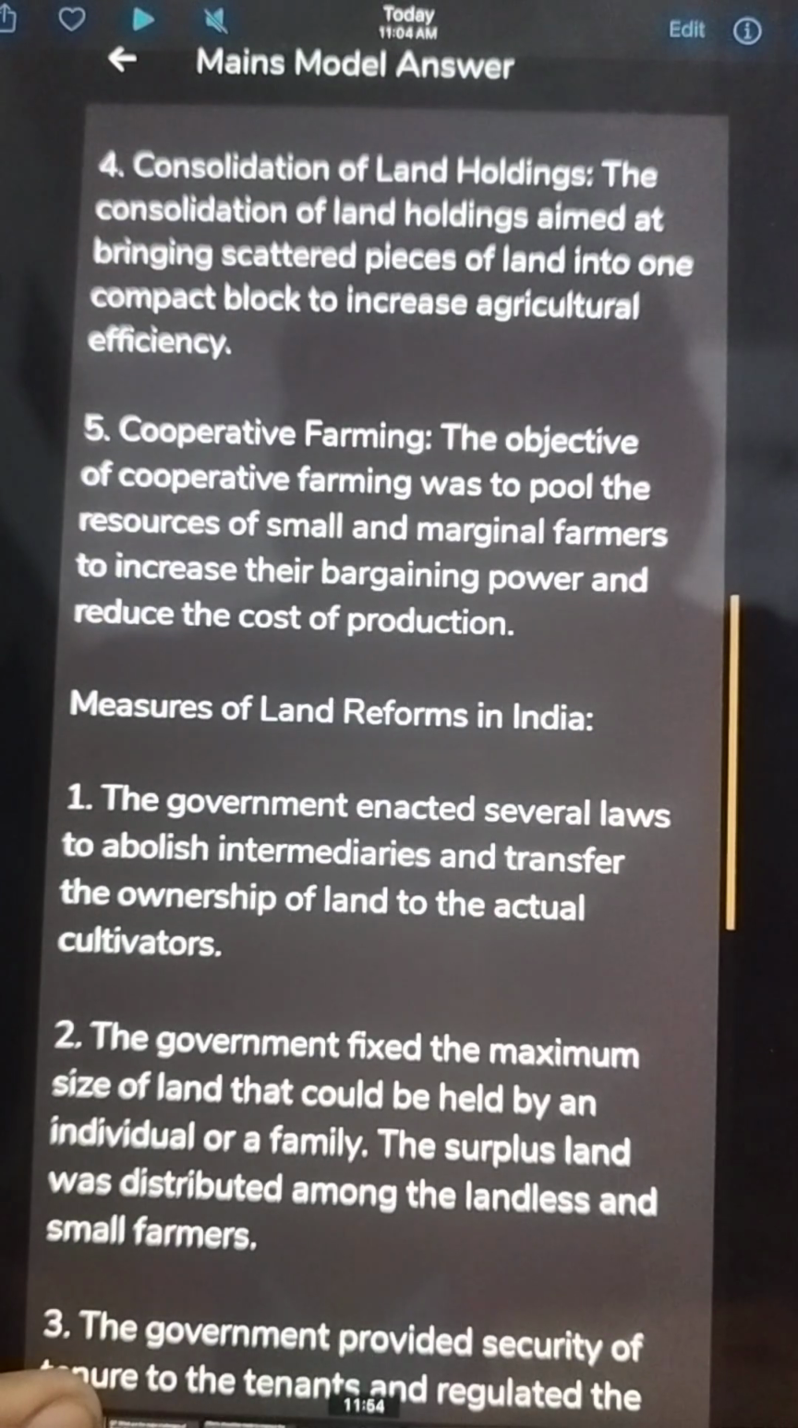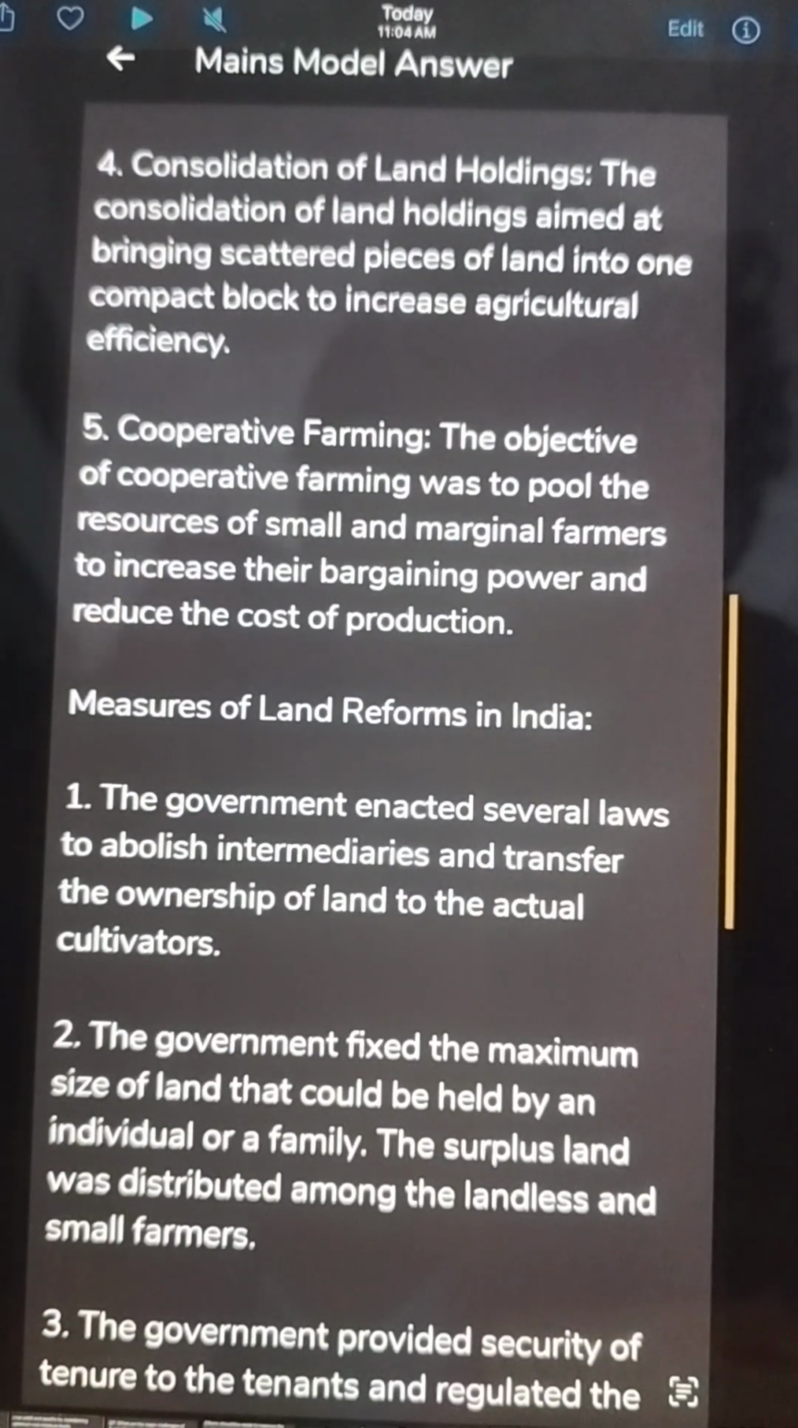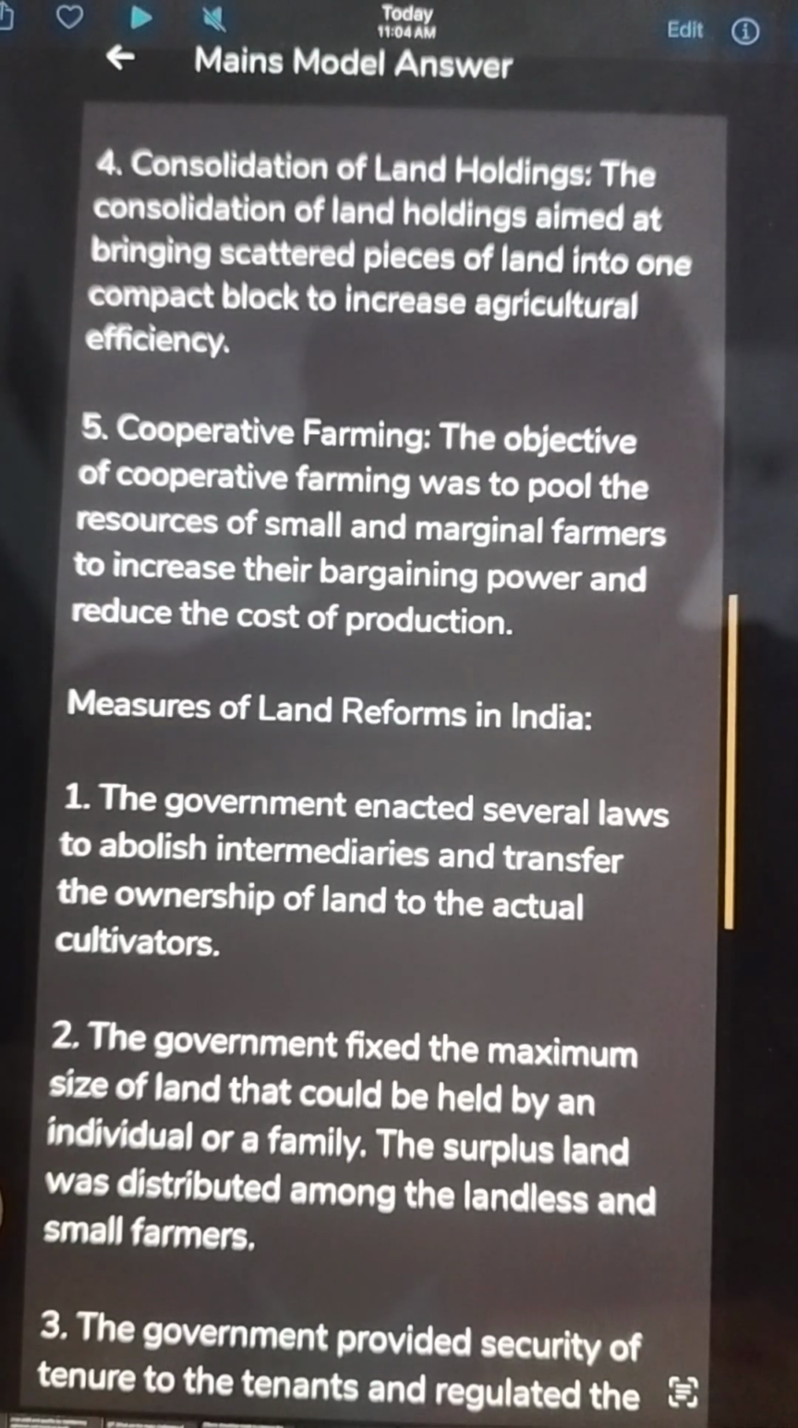The consolidation of land holdings aimed at bringing scattered pieces of land into one compact block to increase agricultural efficiency. Then comes cooperative farming. The objective of cooperative farming was to pool resources of the small and moderate farmers to increase their bargaining power and reduce the cost of production. Measures of land reforms in India.